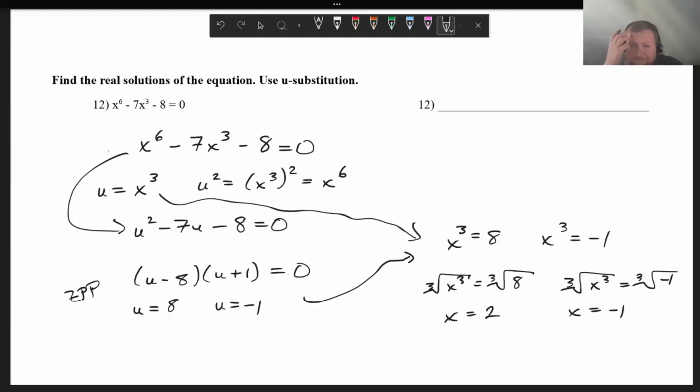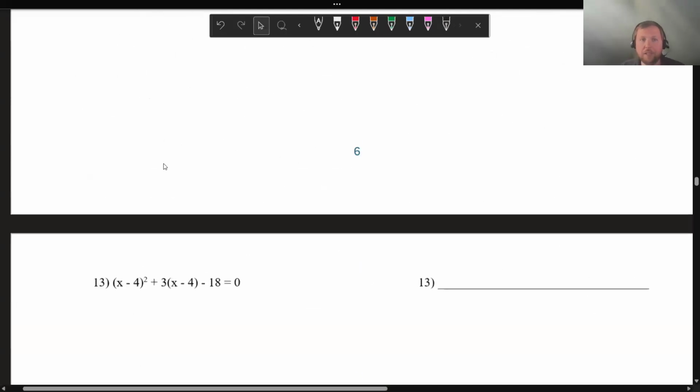Now, there's a bit more to it than that, but I will say this. There's actually 4 more solutions, but they're not real. It asked for the real solutions, and we got away with it. So our real solutions are -1 and +2. The 4 other solutions are hiding in the complex numbers.